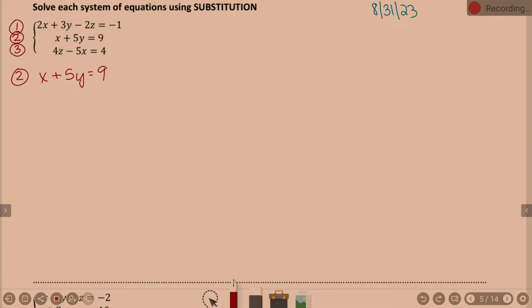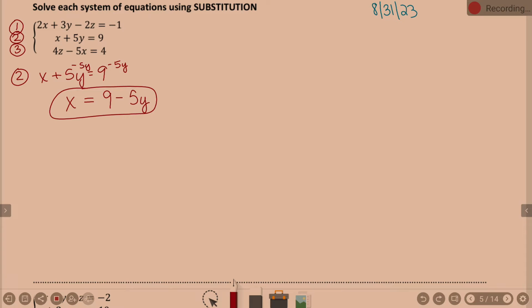So I'm writing it down here so I can show the step. x plus 5y equals 9. To get x by itself, I'm going to subtract 5y. And x is going to be equal to 9 minus 5y. I'm going to box this so I can find it later. That is what I'm substituting.